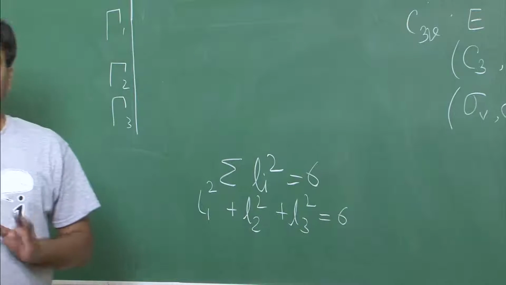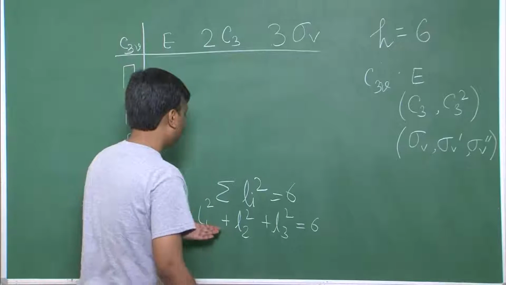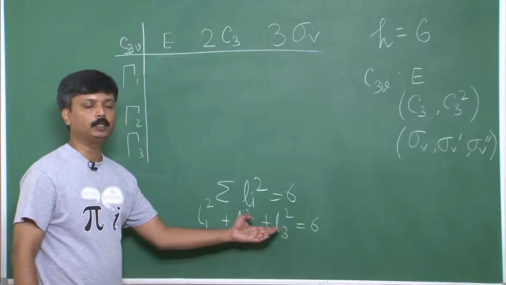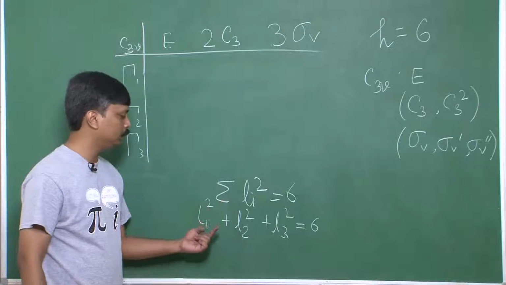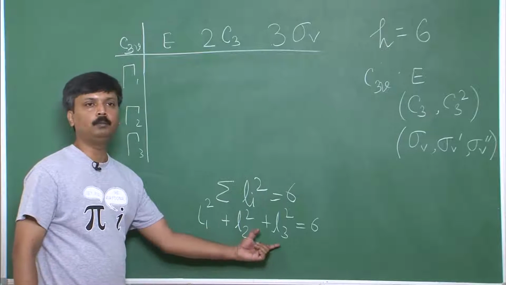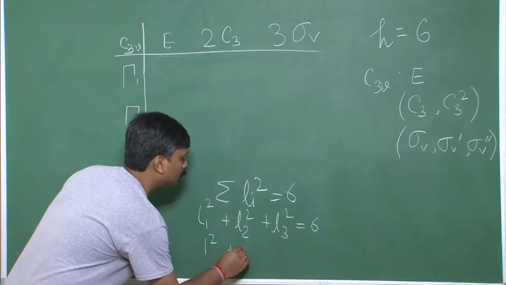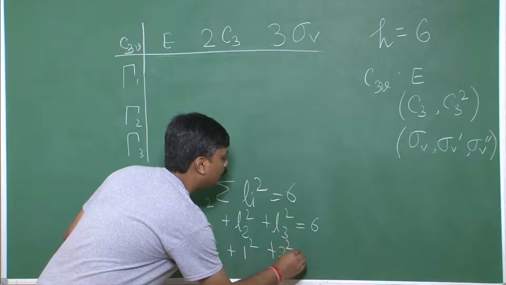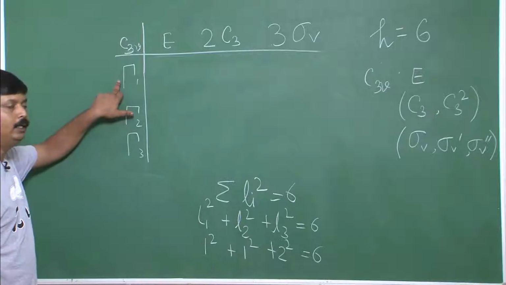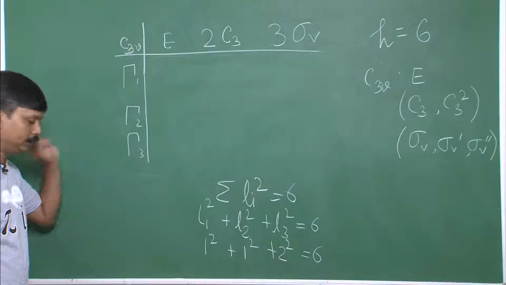Knowing that all the l's are greater than 0 and integers, we can solve this equation in only one possible way: 2 of these irreducible representations will be 1 dimensional and the third one will be 2 dimensional, meaning it will be 1 square plus 1 square plus 2 square, which gives me 6. So, let us say gamma 1 is 1 dimensional and gamma 2 is 1 dimensional, then gamma 3 will be a 2 dimensional representation, fine.